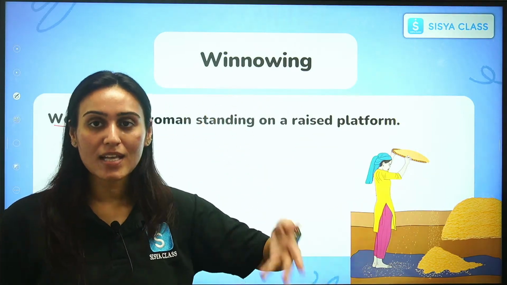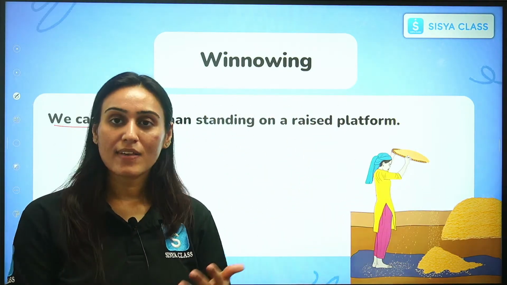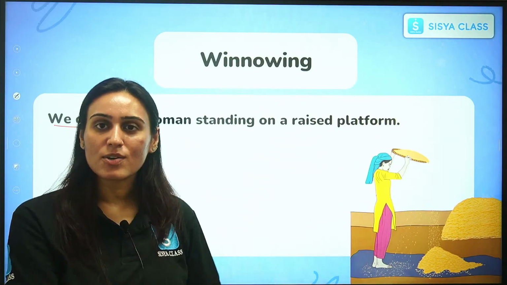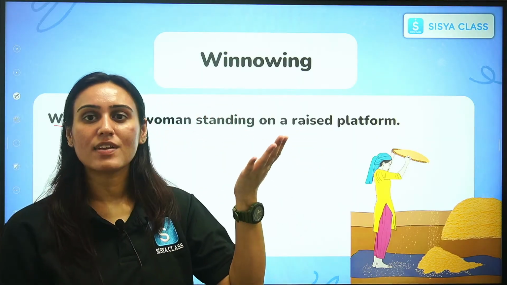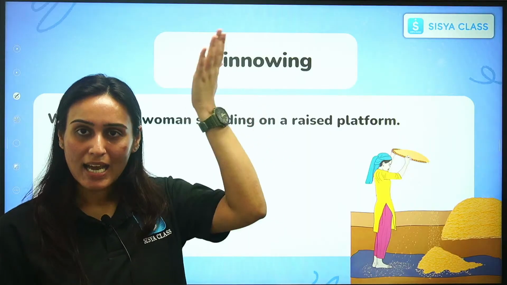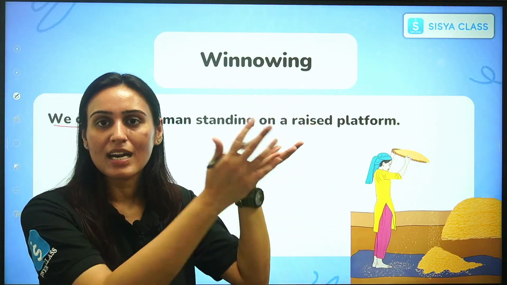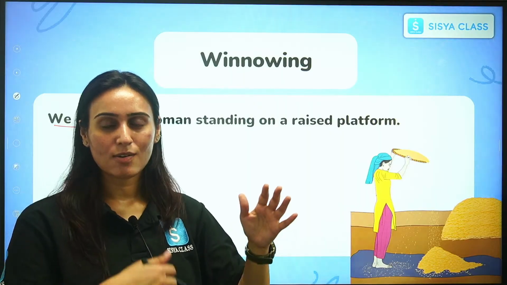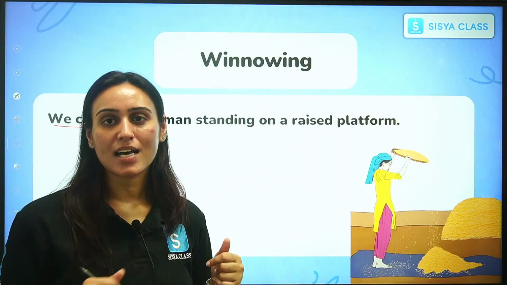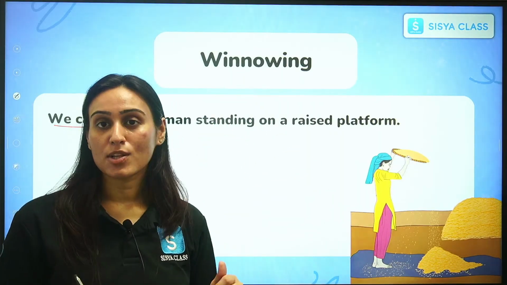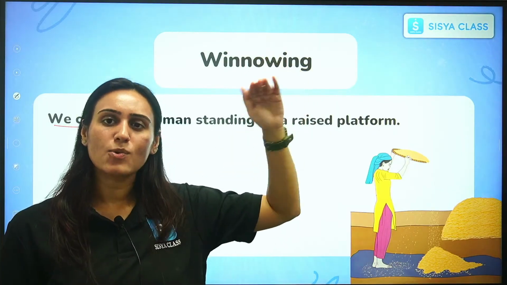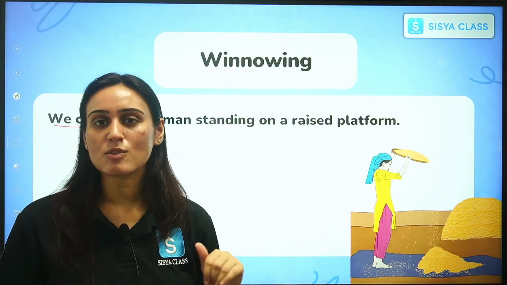We are allowing the husk to blow away. So we are not going to do it by sitting on the ground. We are going to have a difference in the ground level and our grains. Why? Because we are trying to allow the husk to go away, right? So that when the wind blows, your husk goes away and your grains fall on the ground, right? So that is why we have a raised platform, or we are doing it at a distance from the ground.